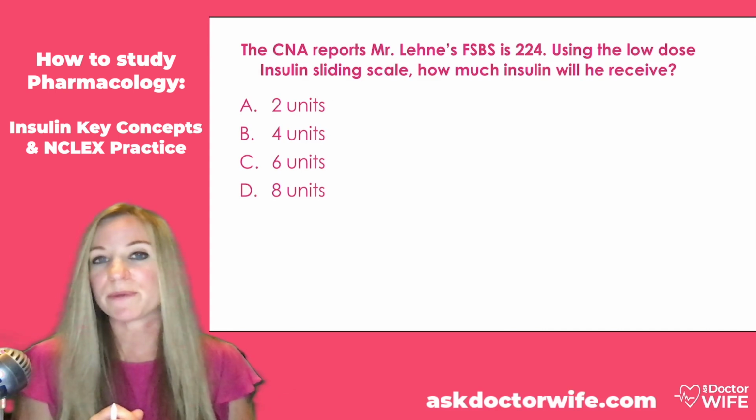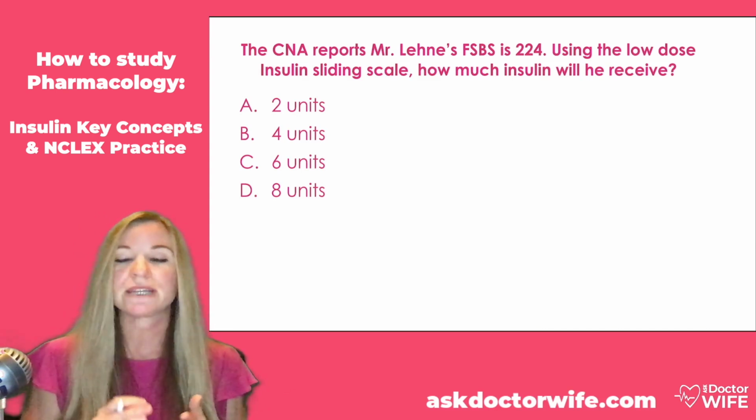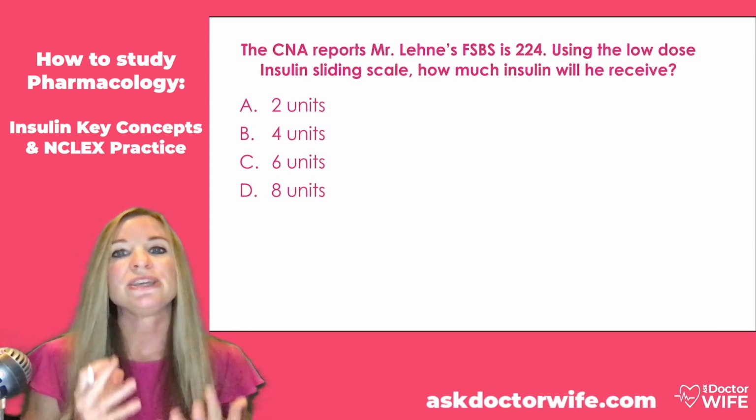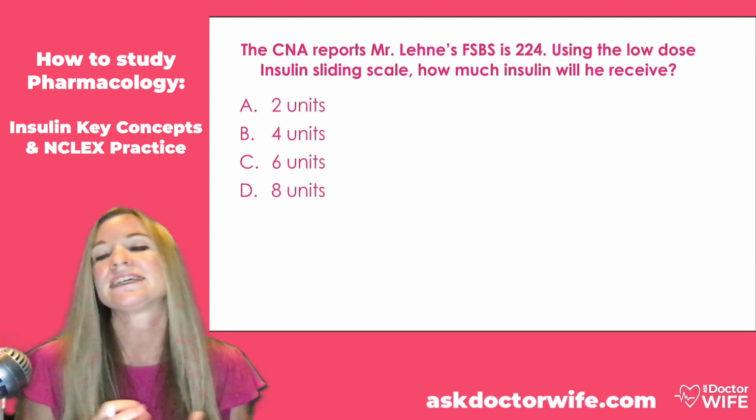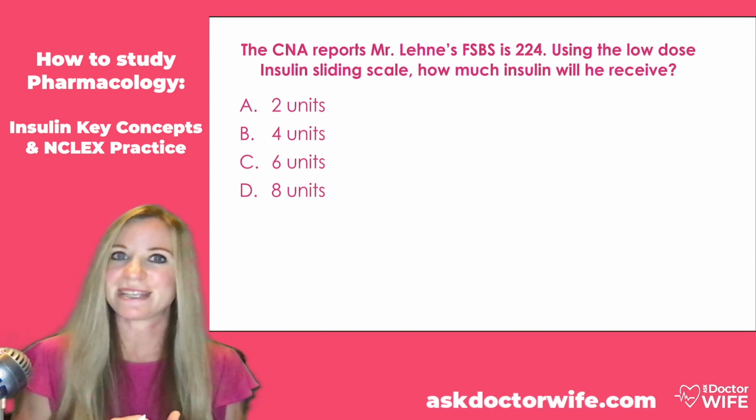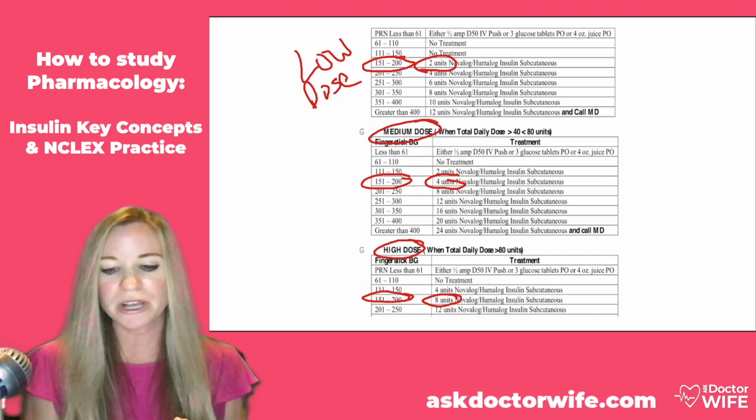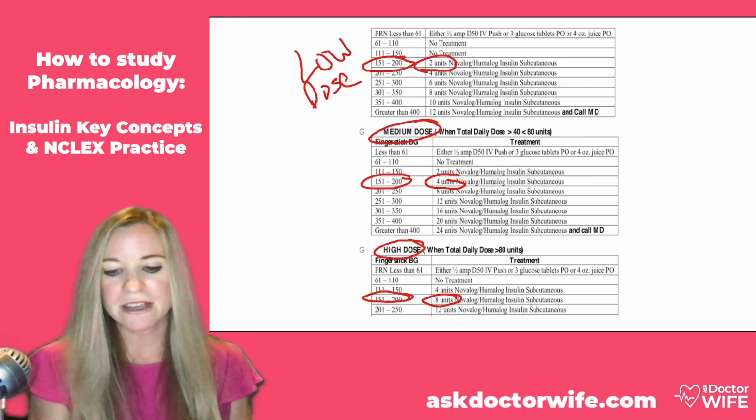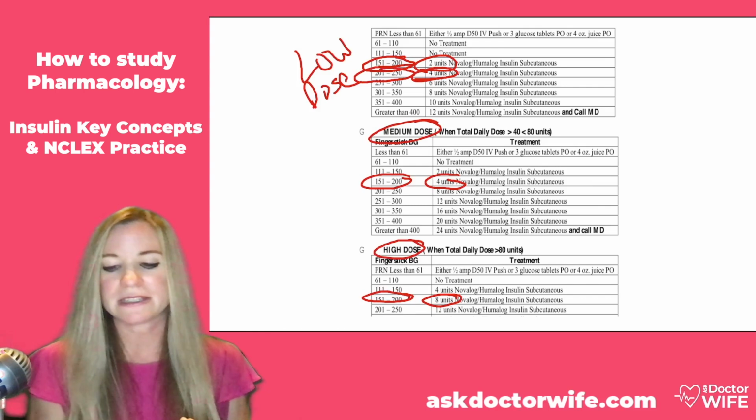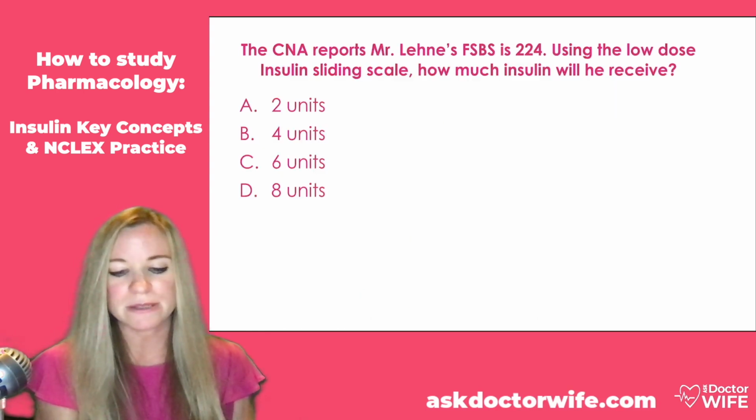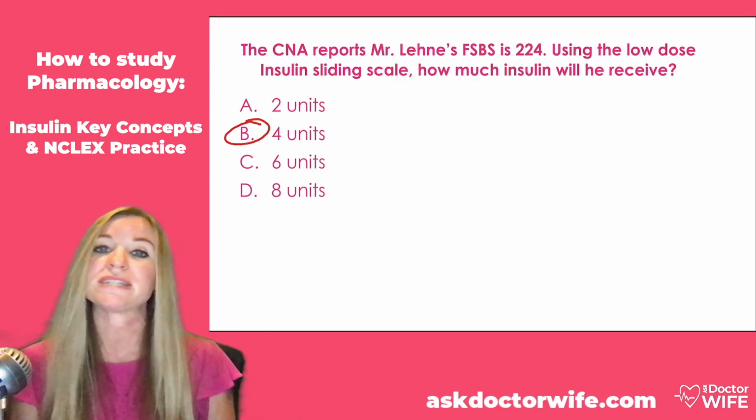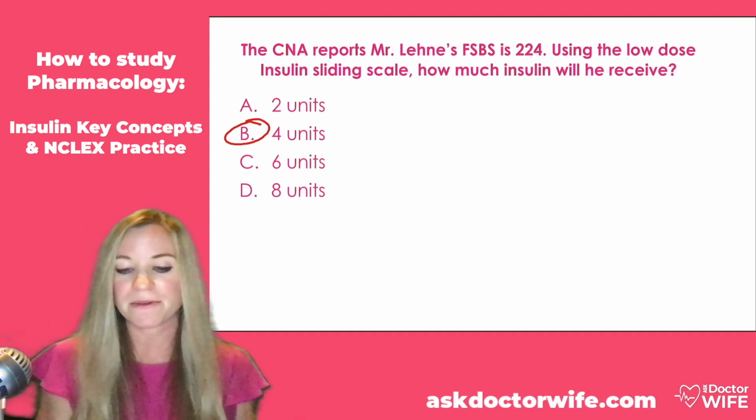So let's look at this example. The CNA reports Mr. Laney's finger stick blood sugar is 224. Using the low dose insulin sliding scale, how much insulin will he receive? So let's see, his blood sugar is 224. We're going to go back here. That's going to be right here. And he's going to get 4 units. So back here, this would be the answer. He's going to get 4 units because we're using the low dose scale.